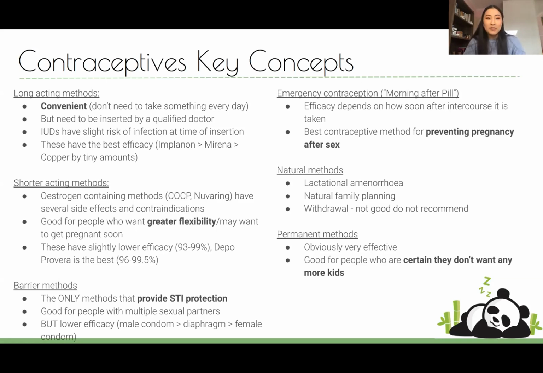Natural methods and permanent methods are pretty low yield. Natural methods, you pretty much never recommend it, but you've got lactational amenorrhea, which is just the natural amenorrhea that they have when breastfeeding. So I wouldn't even really call it a contraceptive method.